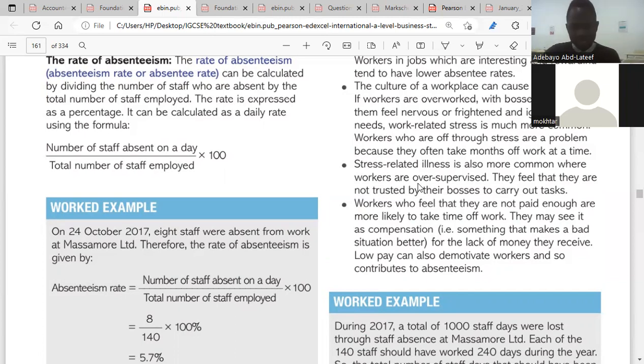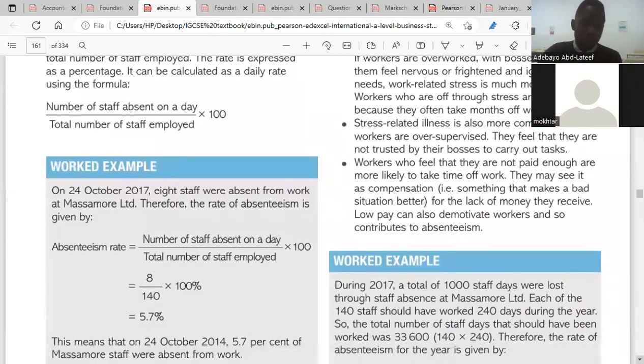The next one, stress-related illness is also more common. If the job is stressful, so if the job workers do gets them stressed, they might also take some days off, which means absenteeism might be rampant.